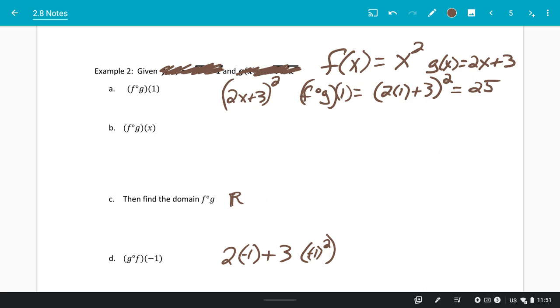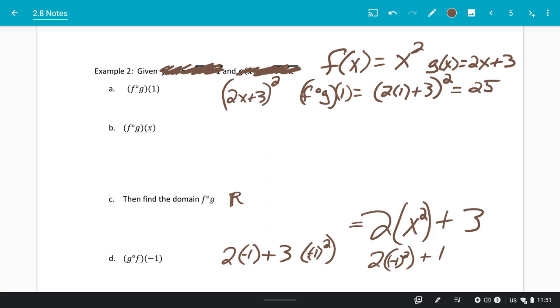All right. If I'm writing it down, the first thing I'm writing down is f. F is x squared, and I'm going to put a parenthesis around that and treat that as my x. Now, what's my g? 2 times x plus 3. So it should look like this. Then you got 2 times (-1) squared plus 3. (-1) squared is 1. 2 times 1 is 2. 2 plus 3 is 5. See the difference? Yeah. Okay.